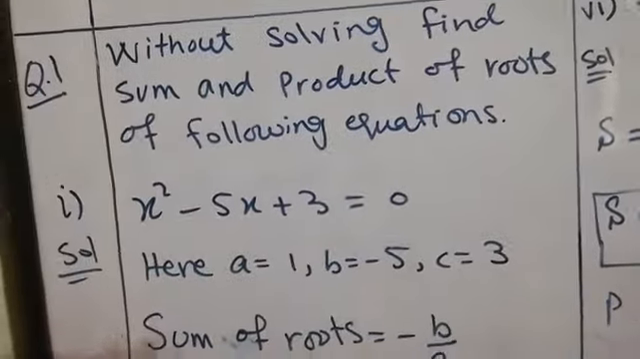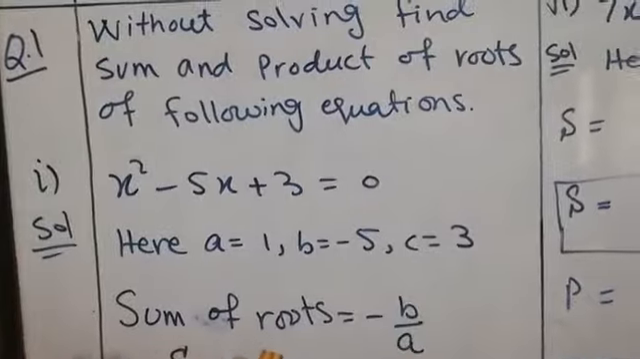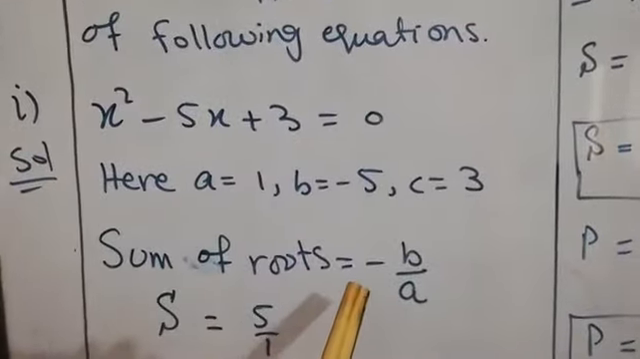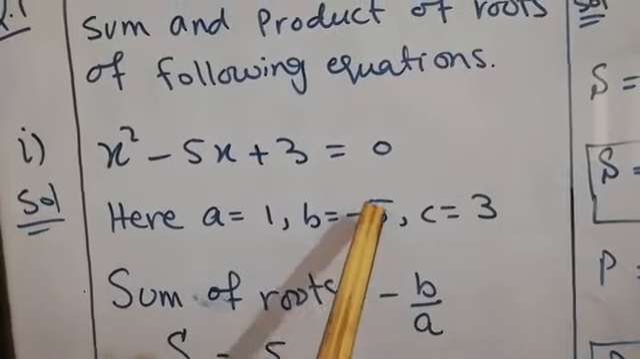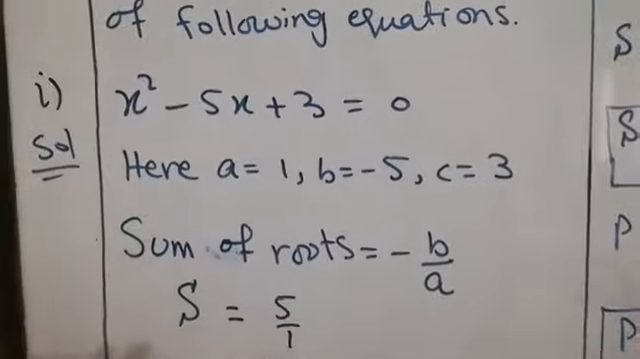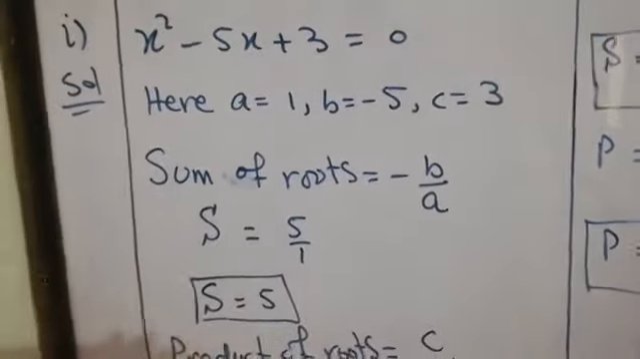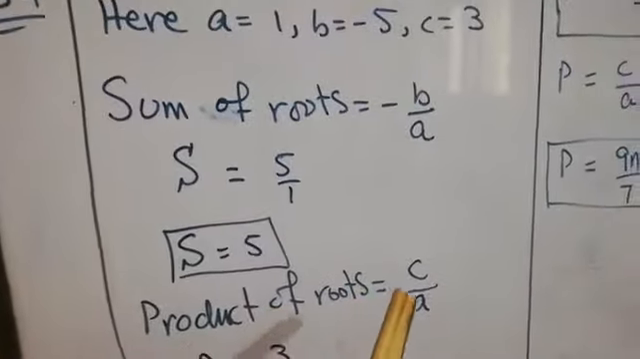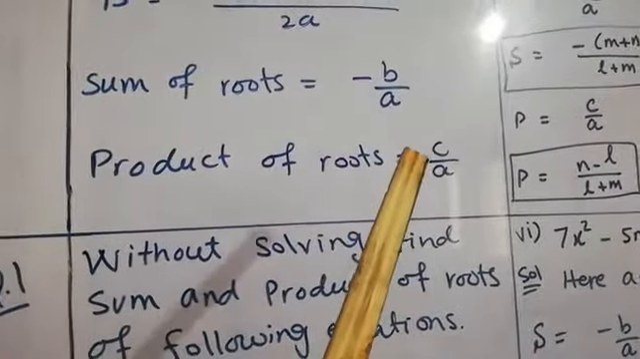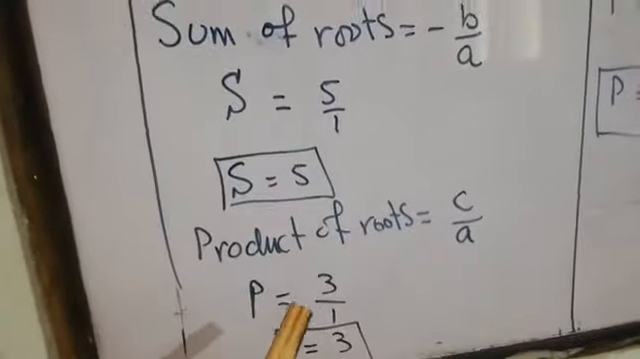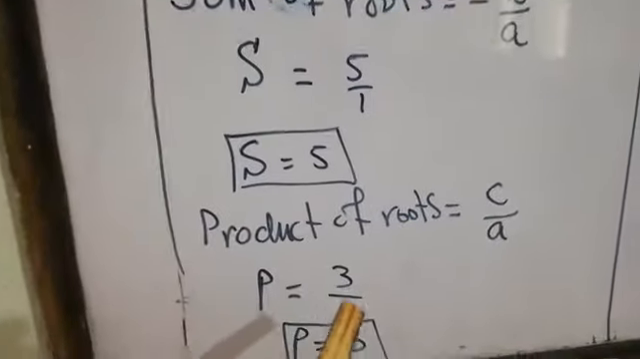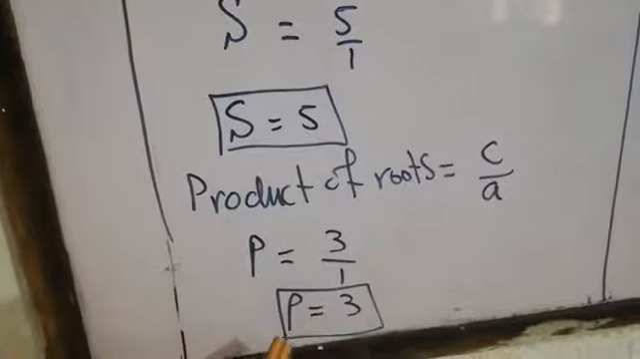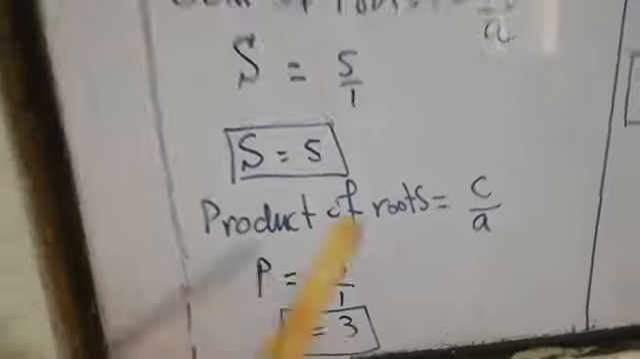Dear students, as we have discussed, sum of roots equals minus b by a, meaning alpha plus beta equals minus b by a. This is minus and this is also minus, so minus minus plus, it will become 5 by 1. We can write that sum equals 5. And the product of roots equals c by a. The value of c is 3, the value of a is 1, so c by a equals 3 by 1, which can be written as product of roots equals 3.